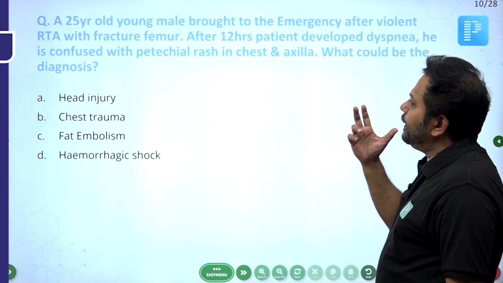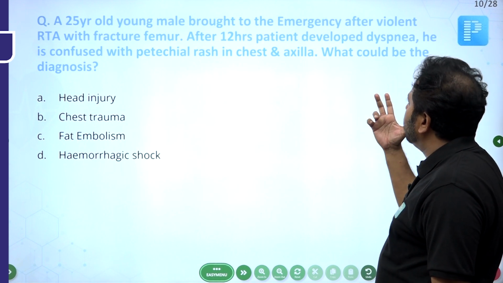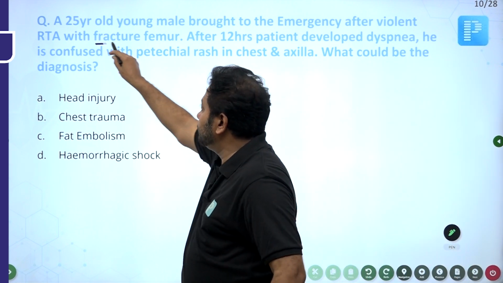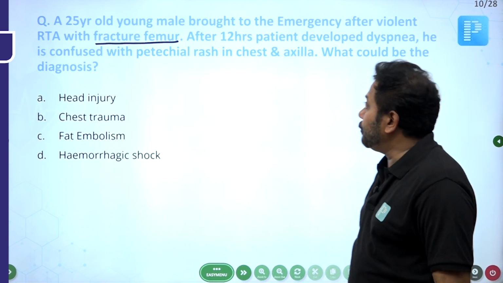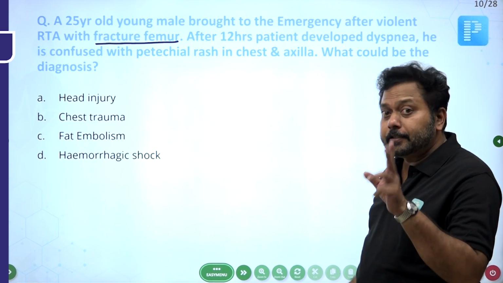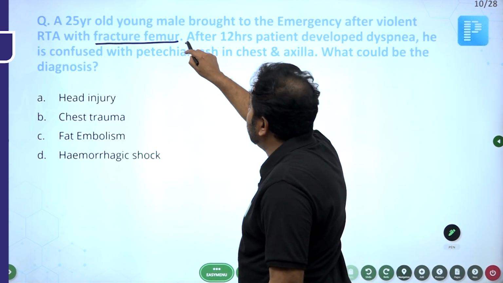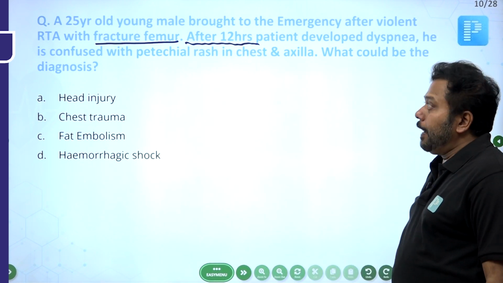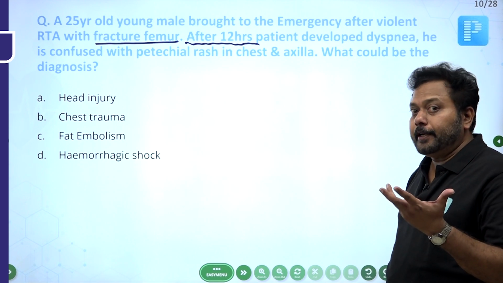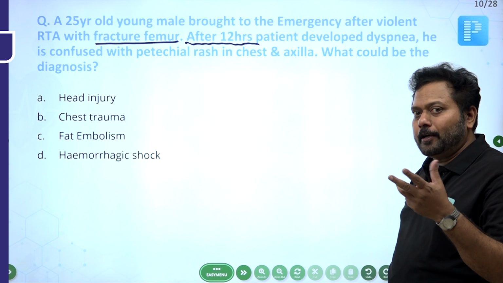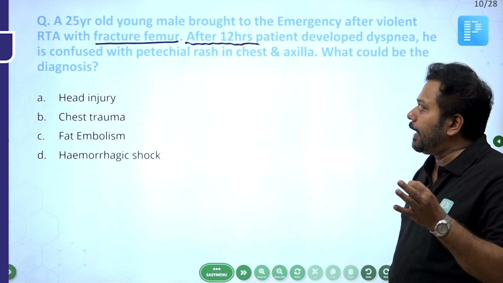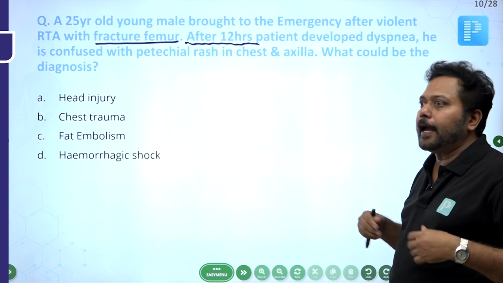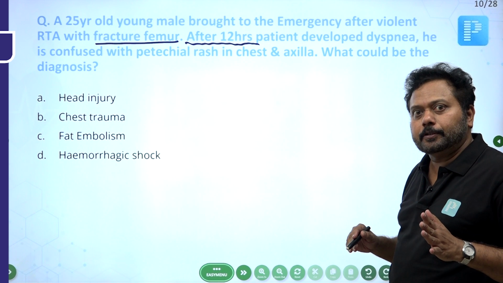A 25-year-old young male is brought to the emergency after a violent road traffic accident with fracture femur. After 12 hours, the patient developed dyspnea. See, this is very important. After 12 hours, the patient is developing dyspnea. He is confused. The orientation is not clear. Mentation is not clear. He is confused, with petechial rash in the chest and axilla. What could be the diagnosis?